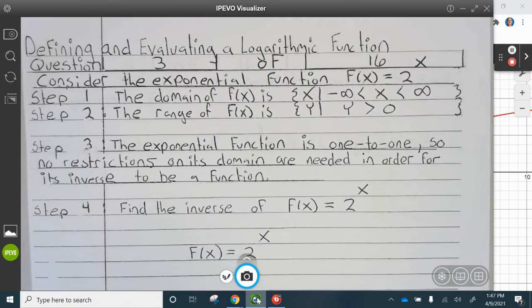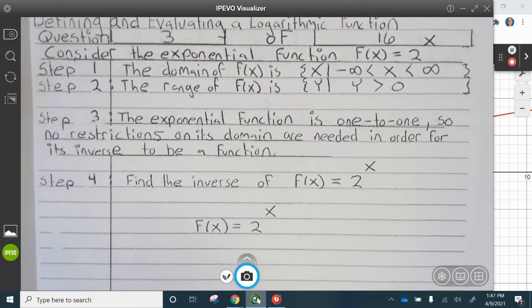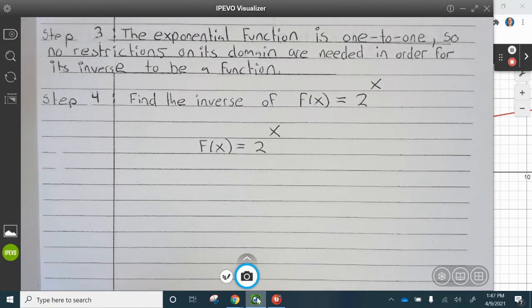Question 3 of 16. Consider the exponential function f of x equals 2 to the x. Step 1. The domain of f of x is x such that -infinity is less than x less than infinity. Step 2. The range of f of x is y such that y is greater than 0. Step 3. The exponential function is 1 to 1, so no restrictions on its domain are needed in order for its inverse to be a function.